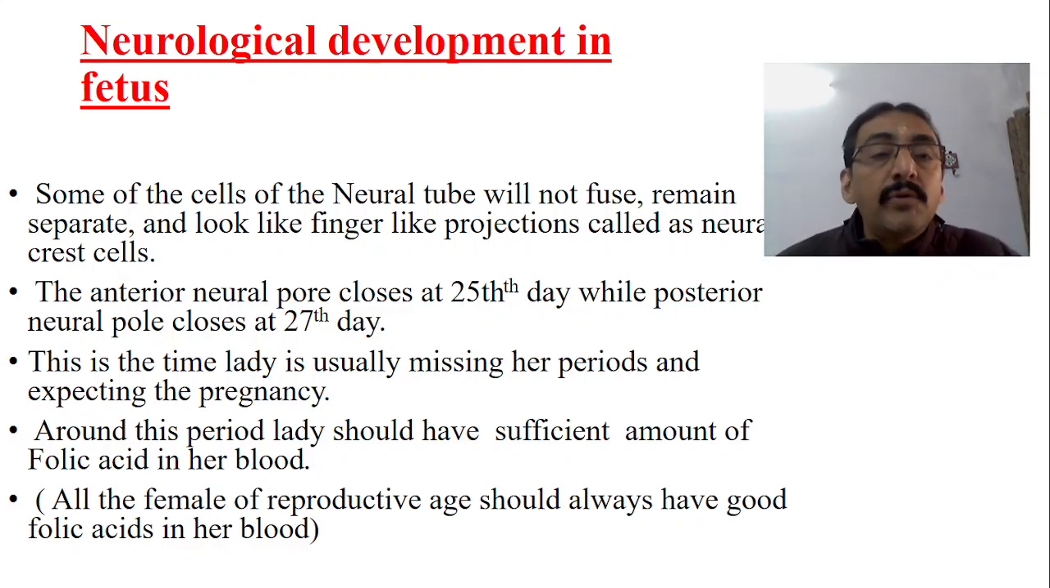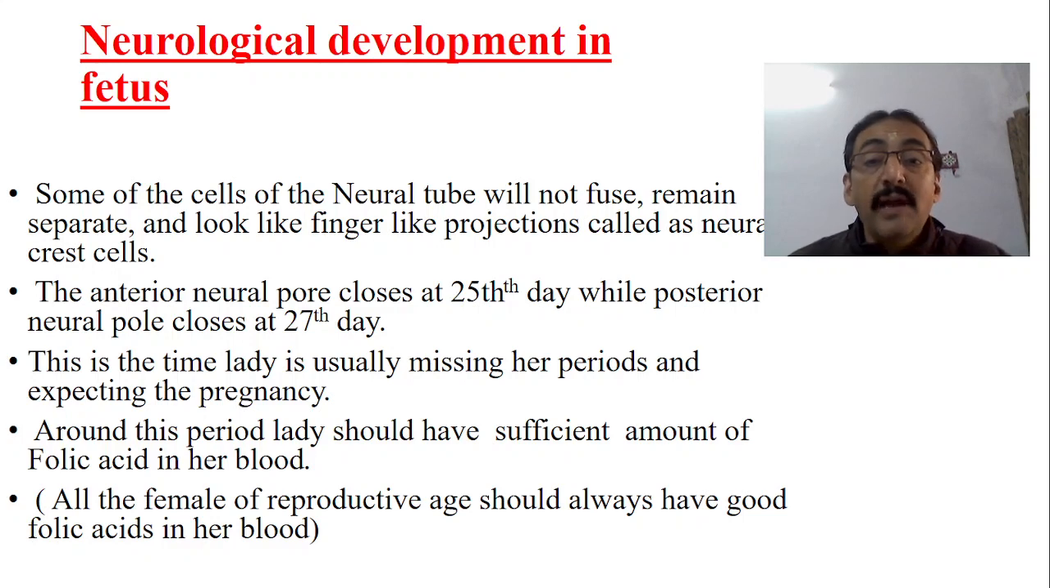The anterior neural pole closes by the 25th day, and this is very important, while the posterior neural pole closes by the 27th day. Improper closing of these poles creates a lot of problems. This is the time the lady is usually missing her periods and expecting her pregnancy. By the 25th and 27th day, the neural tube formation is complete, but the lady till now does not know that she is pregnant.